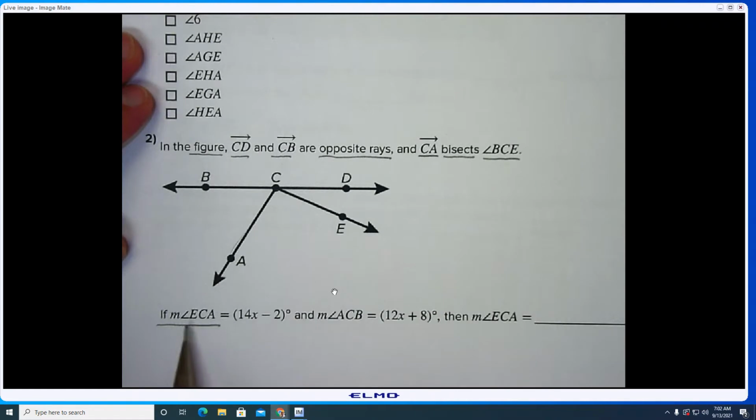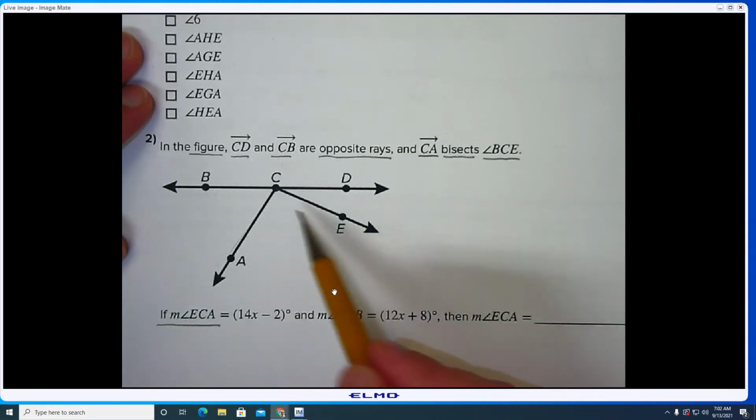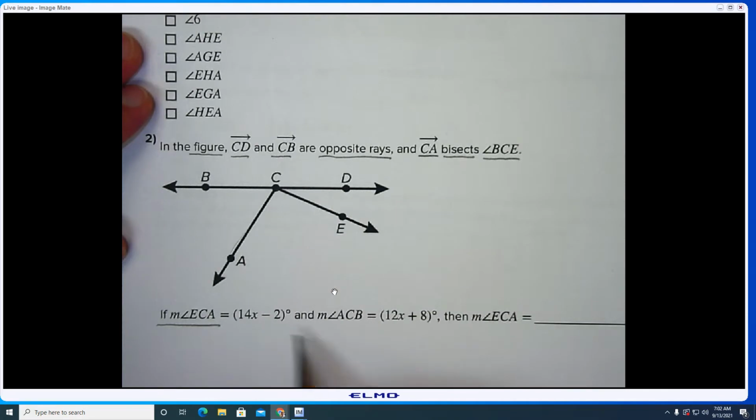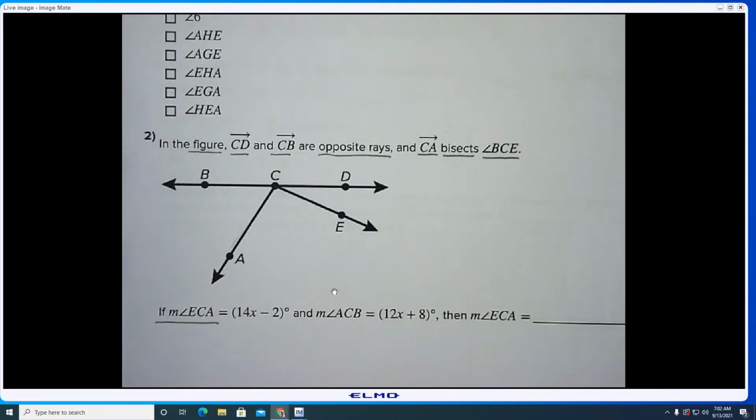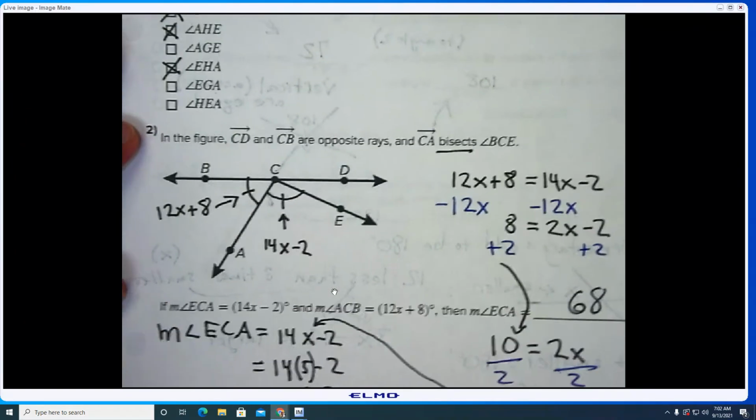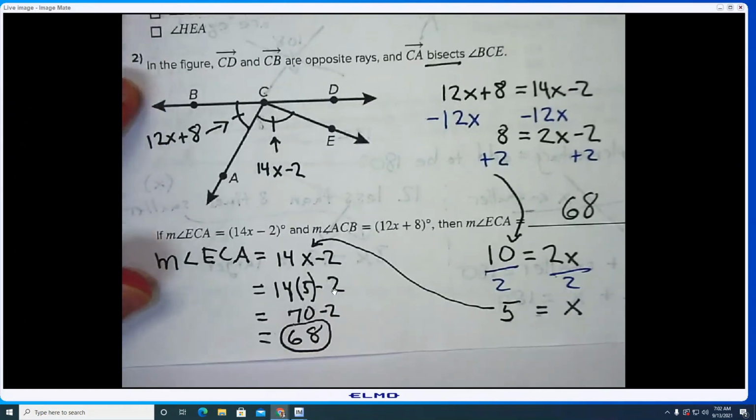Then they're telling us that the measure of ECA is 14x minus 2. ECA, this angle right here, is 14x minus 2. And the angle ACB is 12x plus 8. So that's 12x plus 8. Then they want ECA. They just want this one right here. So it's really important to mark these as you're doing it and then complete it with the math.